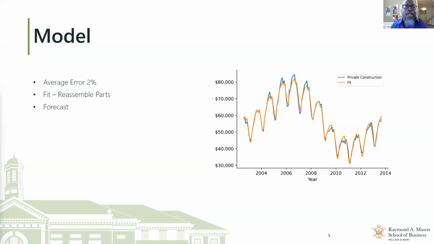In the autocorrelation, we had an average error of 2%, which says our model is a pretty good model. So when we look at the fit, you can see that it basically tracks the original data almost to a T. We haven't really looked at the epsilon, but in the fit line, we've combined the trend, the cyclicality, and the epsilon, or the error term, to come up with a forecast.